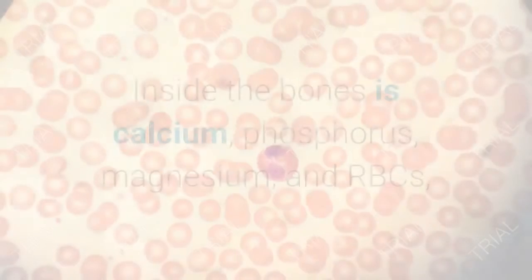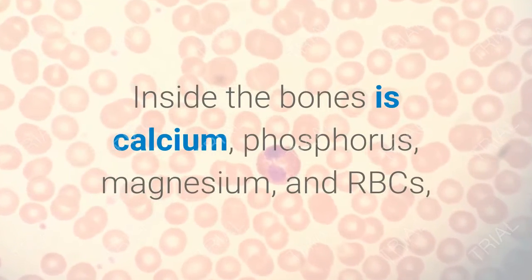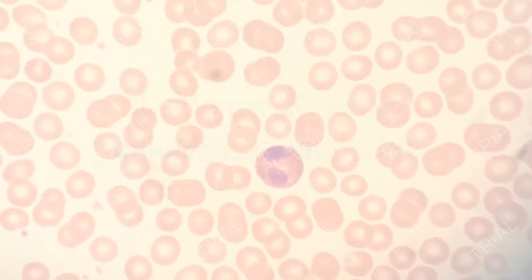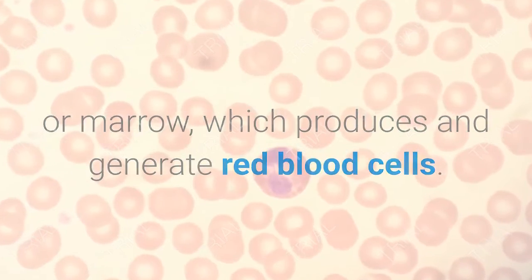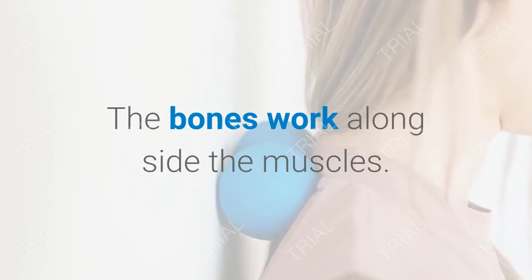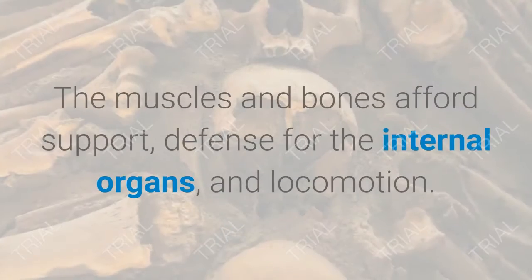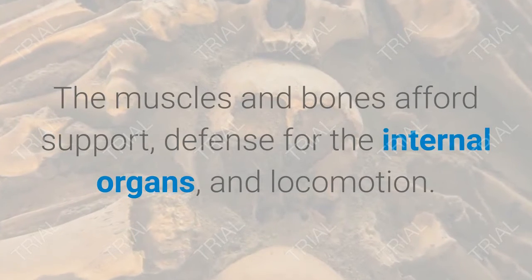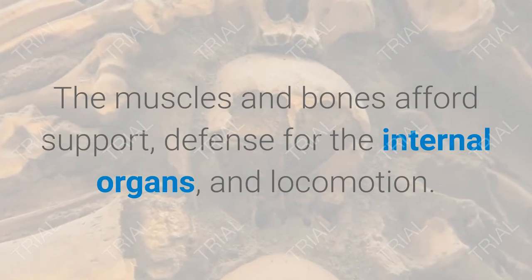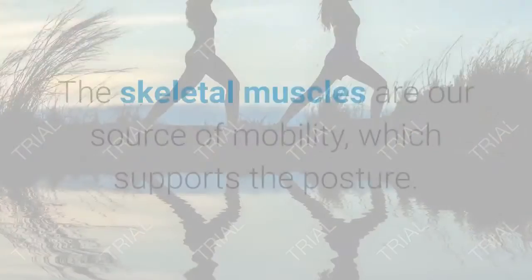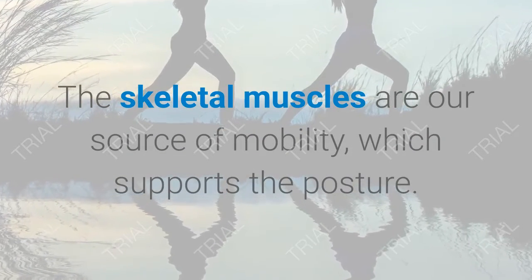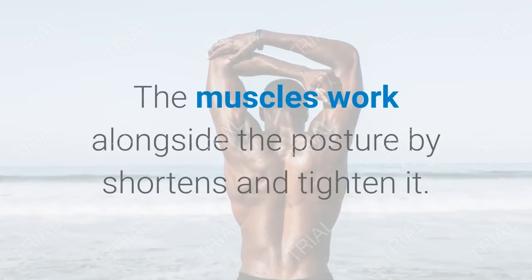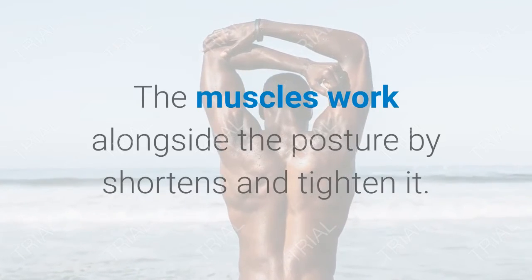How the skeletal muscles cause back pain. The skeletal bones make up more than 200 short, long, irregular, and flat structures. Inside the bones are calcium, phosphorus, magnesium, and RBCs, or marrow, which produces red blood cells. The bones work alongside the muscles. The muscles and bones afford support, defense for the internal organs, and locomotion.